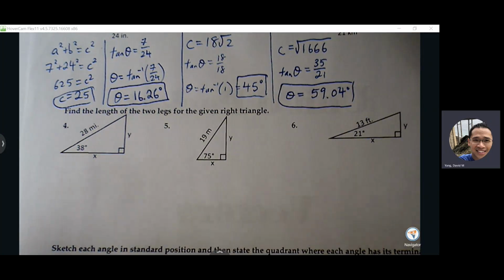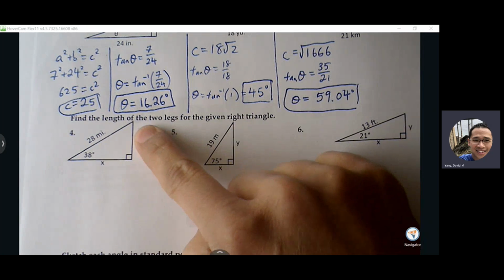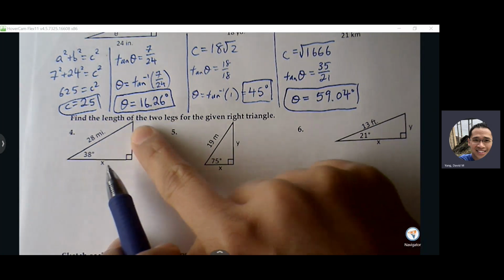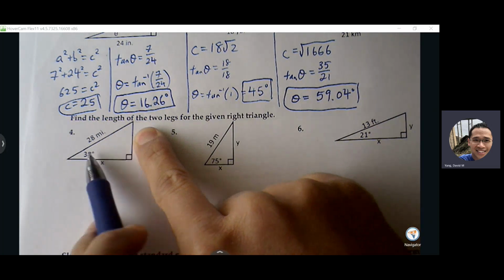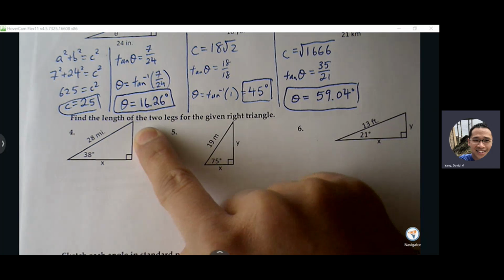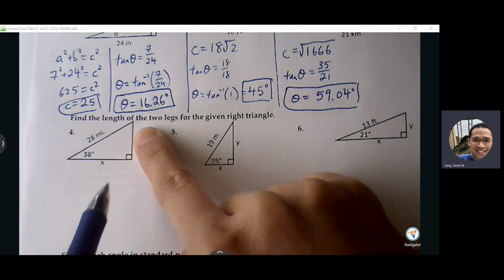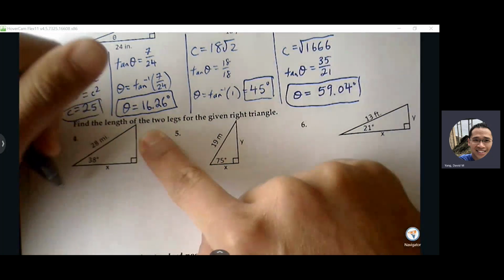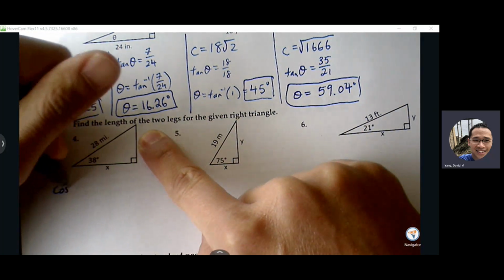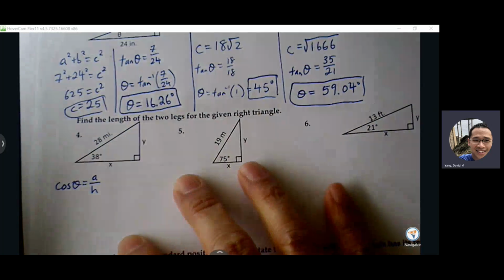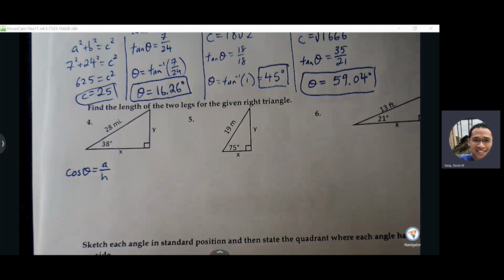You don't have to do it the same way that I'm doing it. I'm just always going to solve for x. That's the first variable that I see. So if I want to solve for x, I have to make sure that I cover up y. I don't want to involve y. I just want to solve for one variable at a time. So which trig equation? Cosine. Cosine will allow me to hit the theta, the adjacent, and the hypotenuse. So cosine theta is equal to adjacent over hypotenuse. I'm just going to fill everything in, cross multiply, and solve for x.